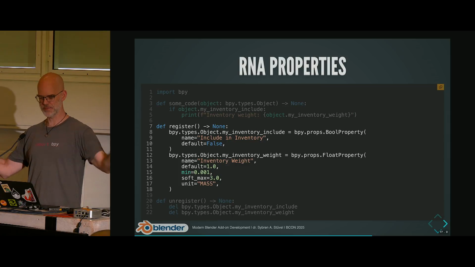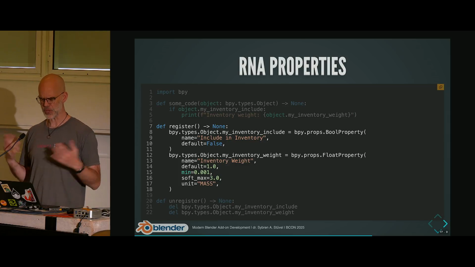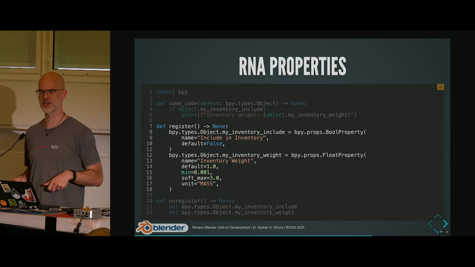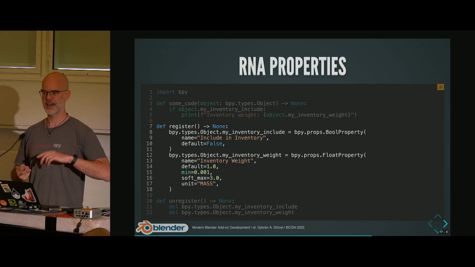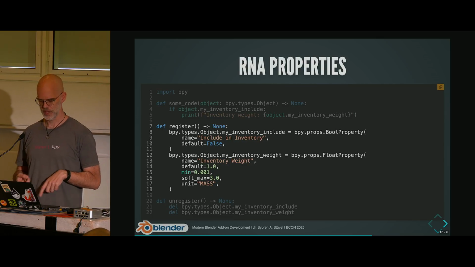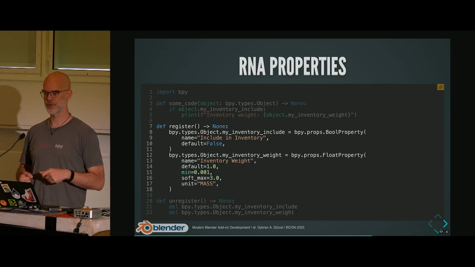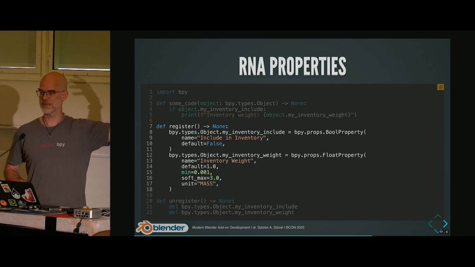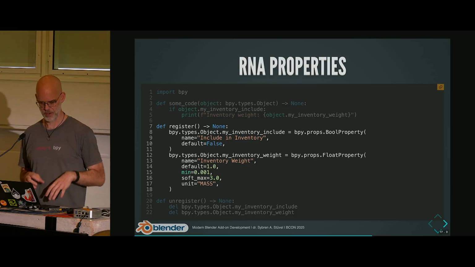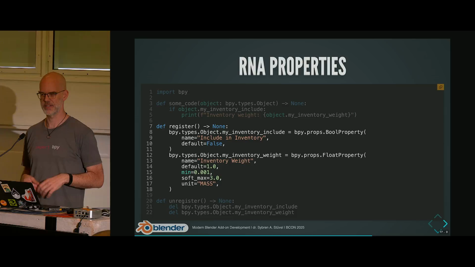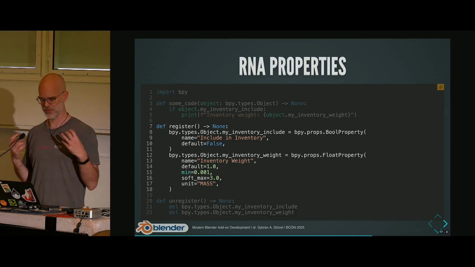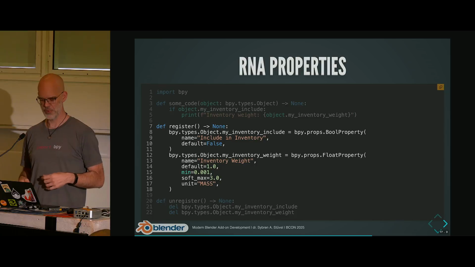If I want every object to be able to inventorize things, I want to know what's the weight of the thing and is it in my inventory or not. Then I can add a property here, my inventory include, which is a Boolean property. It's the same kind of properties that we've seen before with the parameterization of the operators. In this case, the include is no, I don't want to include it by default. It has a name for the user interface. And also weight, it's a float property because it can be any floating point number. Default is 1, I set some minimum and maximum.